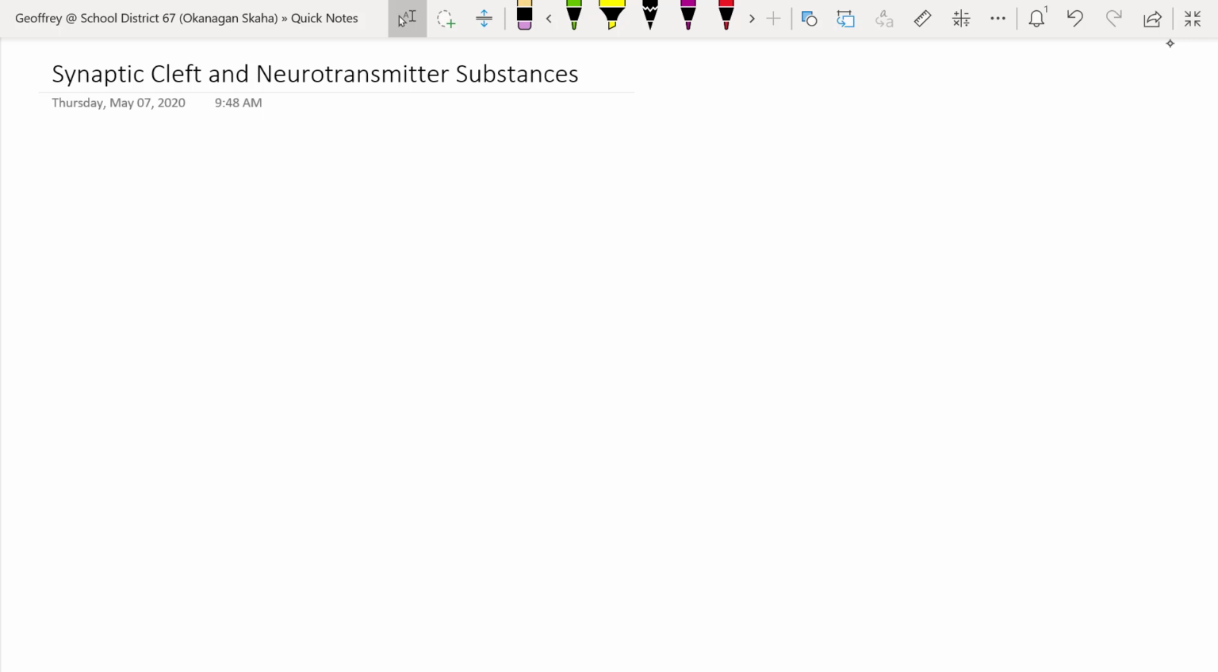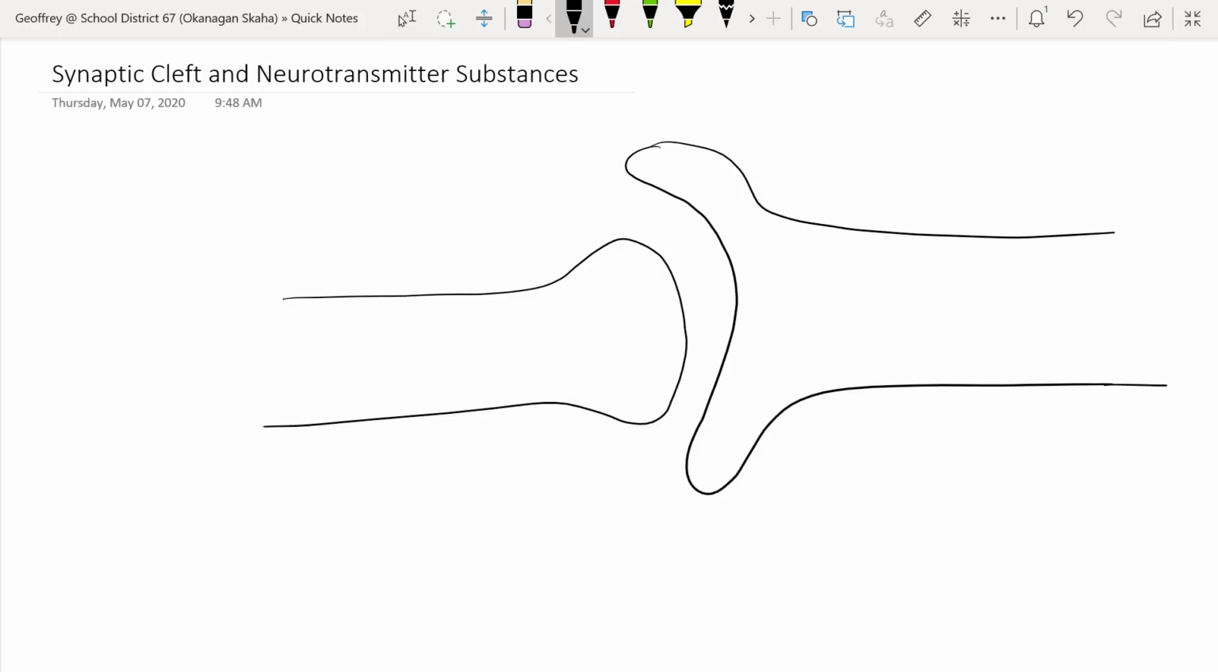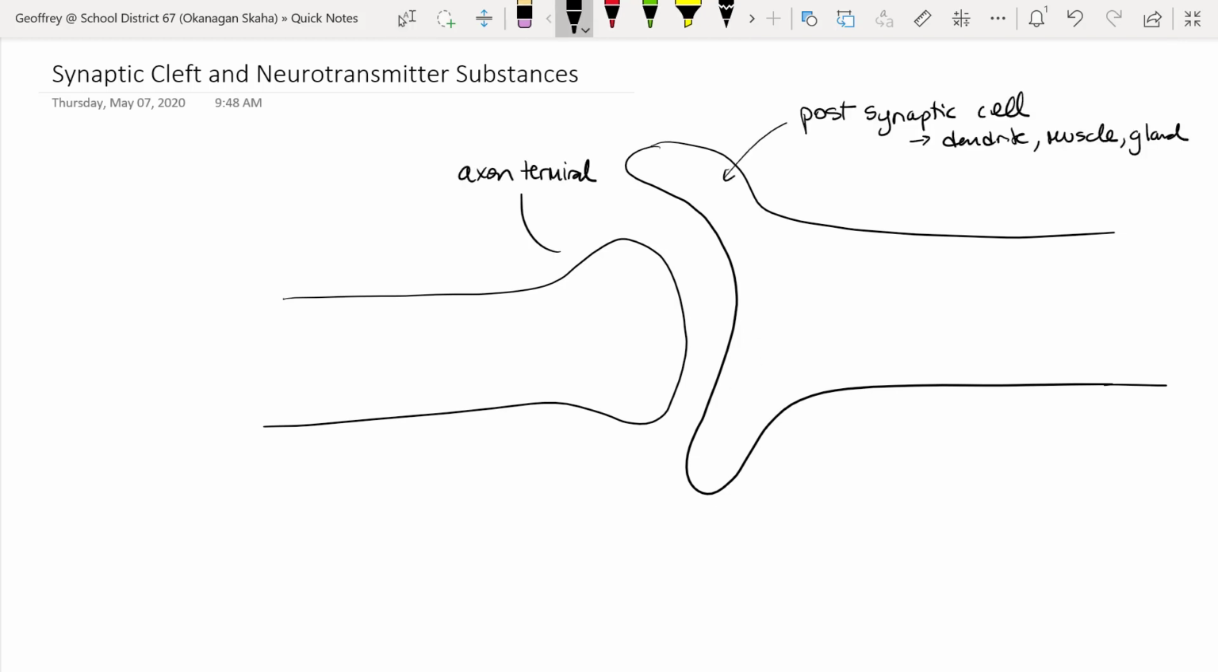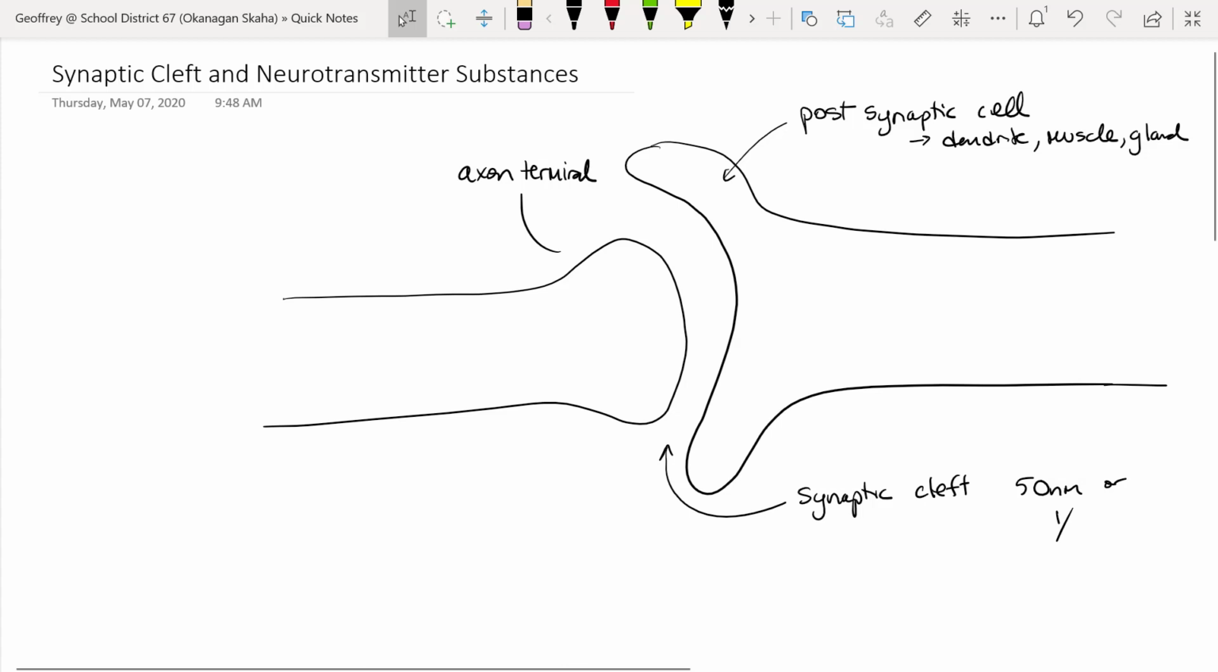So I'm going to draw it for you. We have our axon terminal, and this is an axon bulb. And we've got our postsynaptic cell. This will be either a dendrite, muscle, or a gland. And this little part right here in between is called our synaptic cleft, and it's about 50 nanometers thick, which is about 1/1000th the thickness of a hair. And this whole thing is called a synapse.